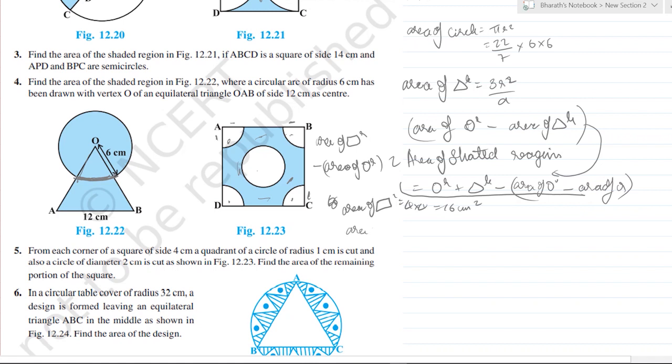And area of circle is equal to pi r square, which is equal to 22 by 7 because it's 1 centimeter. According to the question, 16 minus 2 into 22 by 7, or 16 minus 2 into 3.14. 16 minus 6.28, it's like 9.72 is the answer. Done. That's it.